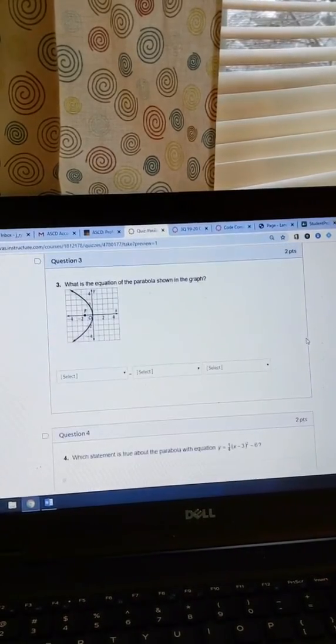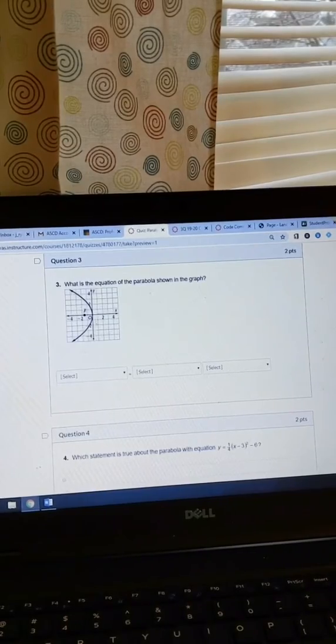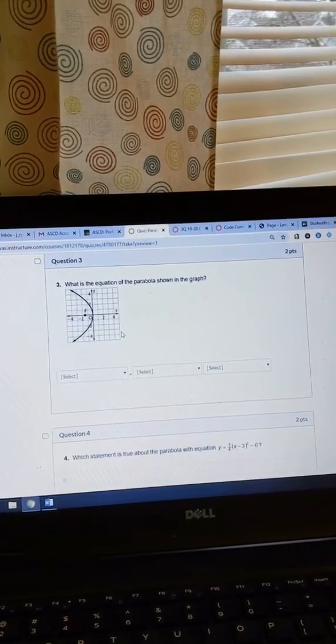Okay. Alrighty. Next one. Very similar problem, except that we have a graph here. Okay, so a couple things to know about the graph is that if it opens up and down, it's a y equals. If it opens left or right, it's an x equals.